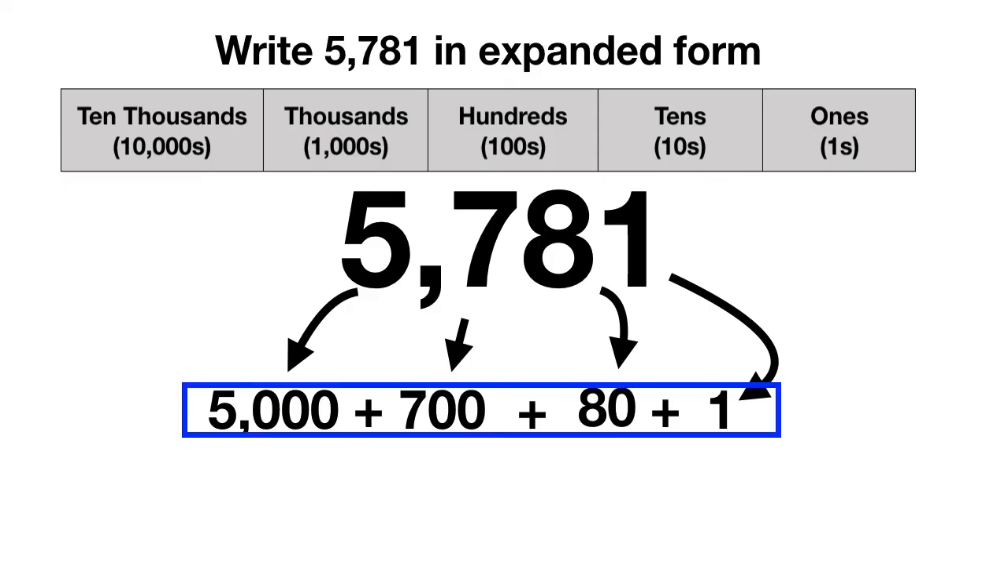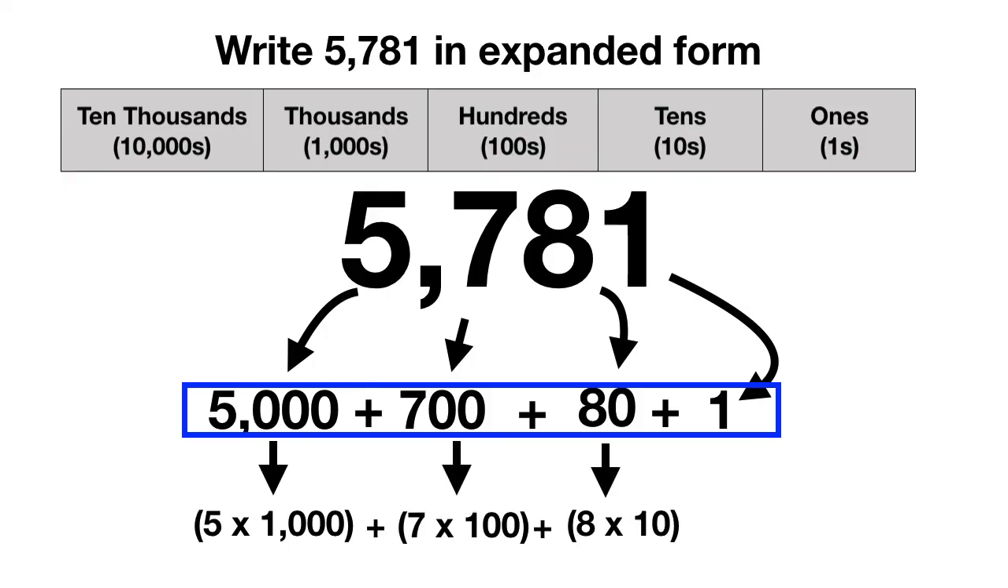There's the first version of expanded form. How else can I write it? You can break 5,000 into 5 groups of thousands, 700 into 7 groups of hundreds, 80 into 8 groups of 10, and finally the 1 is just one group of ones.